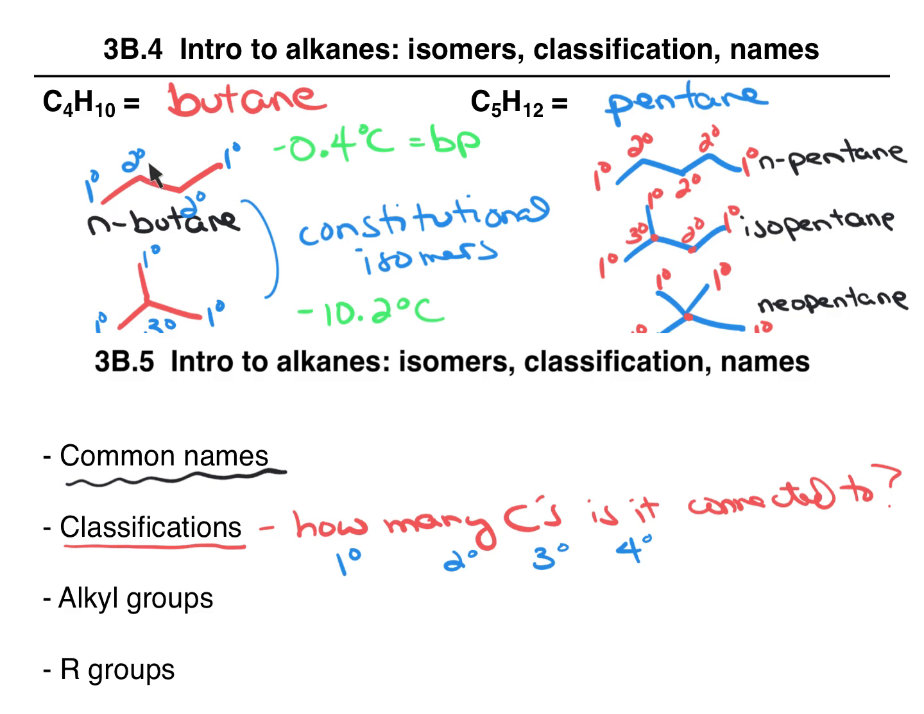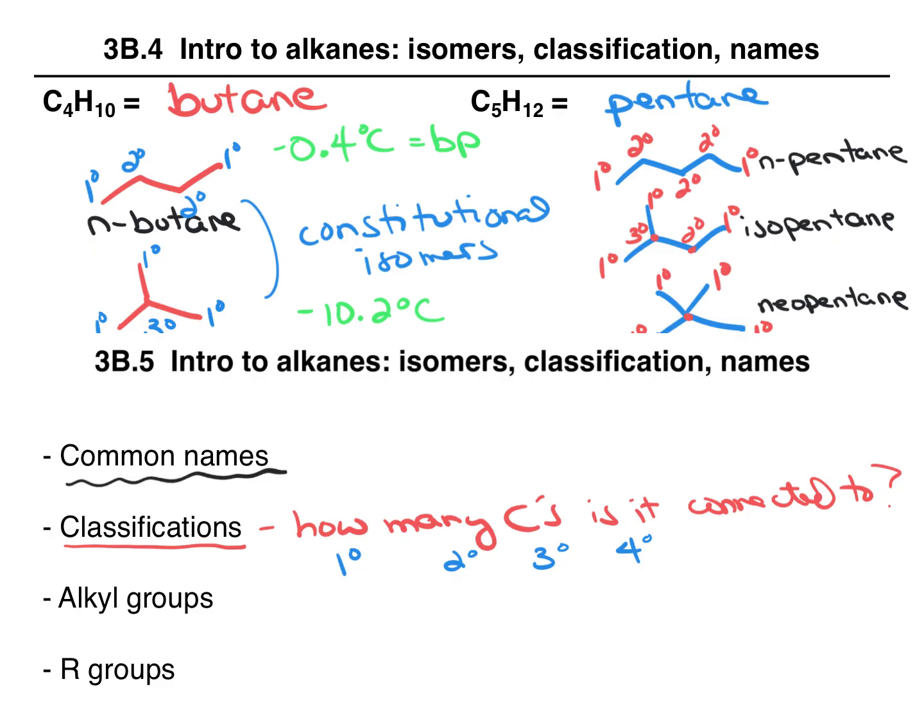Here we have two hydrogens that aren't drawn, but we know that they're there. Those two hydrogens are on a secondary carbon, so they're called secondary hydrogens. Here we would have one hydrogen connected, so that would be a tertiary hydrogen. Here we have no hydrogens connected, so we can't have a quaternary hydrogen.